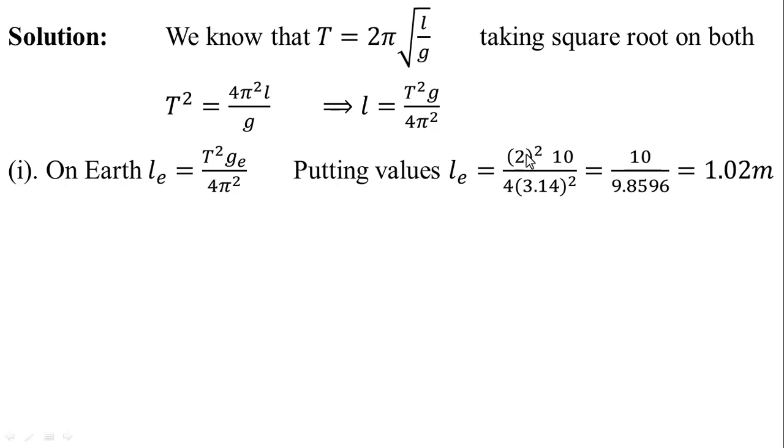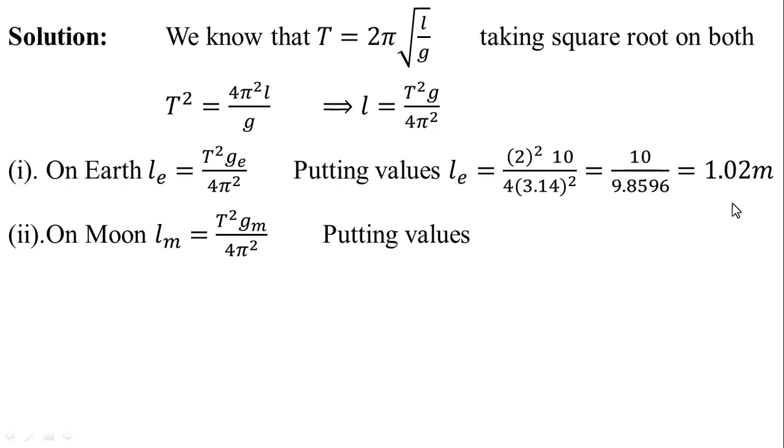Here 2 square is 4 and 4 cancels out by 4. So the remaining answer is 10 divided by 3.14 square. 3.14 square is equal to 9.8596. Now 10 divided by 9.8596 is equal to 1.02 meter. Similarly, we can find the length on Moon is equal to T square gm over 4π square.